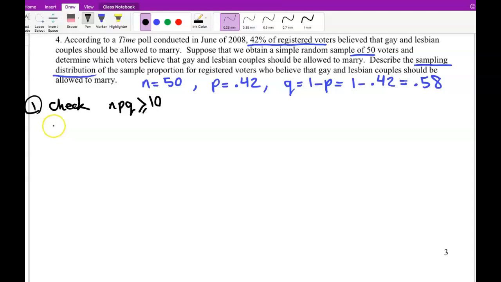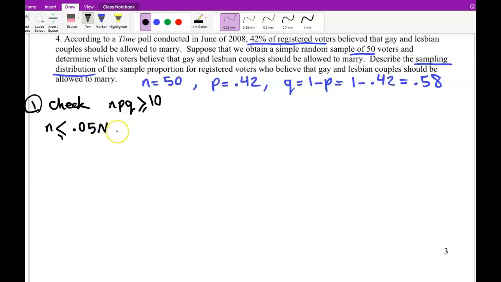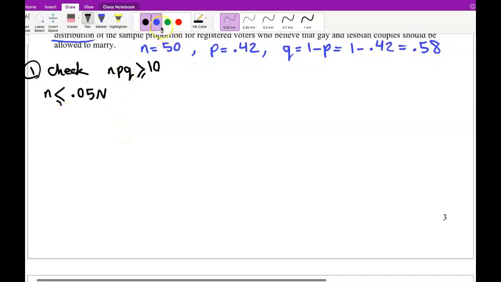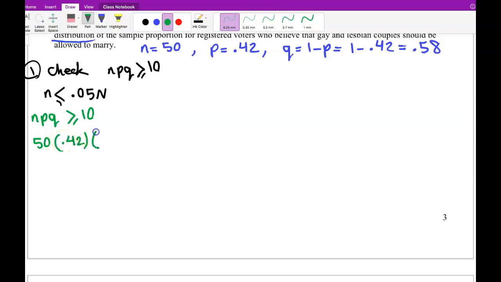And also the sample size less than or equal to 5% of the population. So first that one: n times p times q should be greater than or equal to 10. For n we have 50, p is 42%, q is 58%. Multiply all these, we have 12.18, which is greater than or equal to 10. So yes, this part is correct.